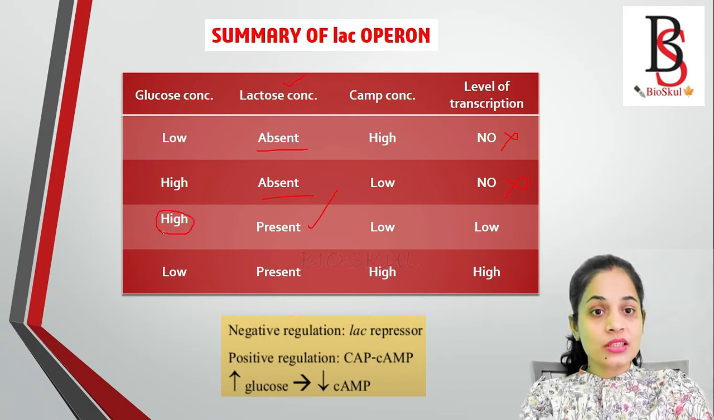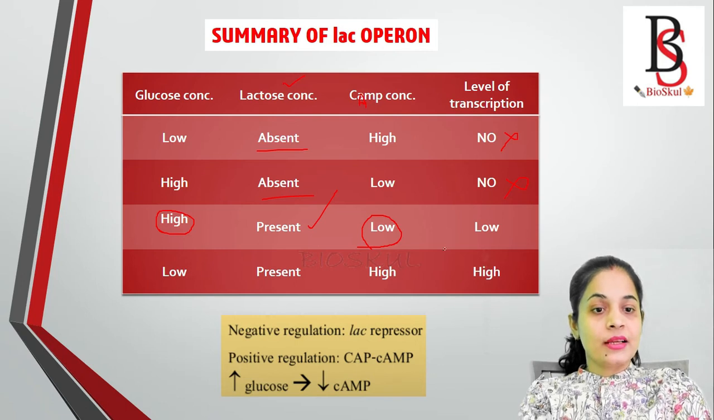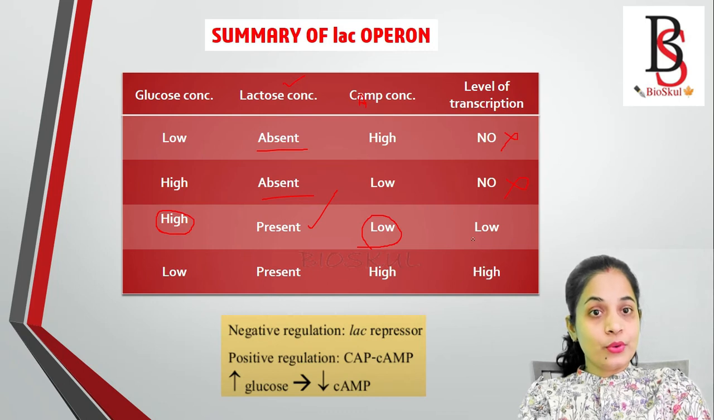If the glucose concentration is high, then the cyclic AMP concentration will be low, so it cannot bind with the CAP protein. So the CAP protein is inactive. There will be no production of the CAP-cAMP complex. That's why, with no activation of CAP protein, it cannot effectively bind the RNA polymerase to the promoter. RNA polymerase now binds with the promoter very weakly. It will result in a very low level of transcription.